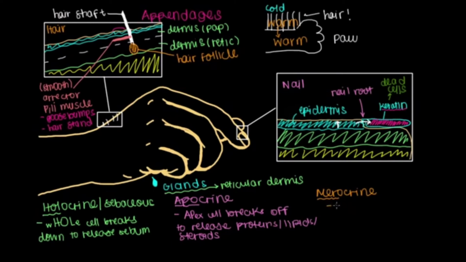And finally, your merocrine releases watery sweat. This is the most important, I guess. It releases watery sweat by exocytosis. You're familiar with exocytosis? That is the fusing of the cell membrane with contents from inside the cell. That is sweat.